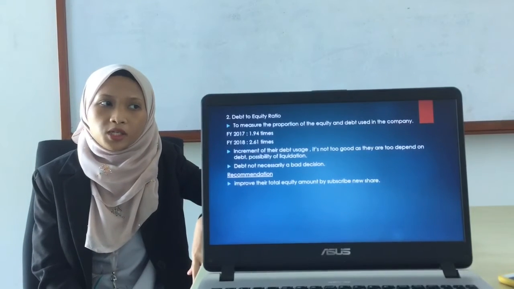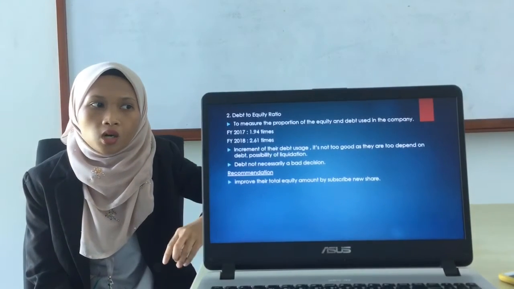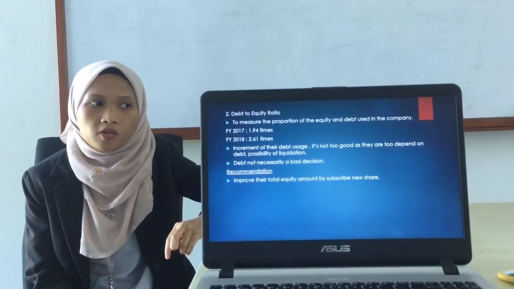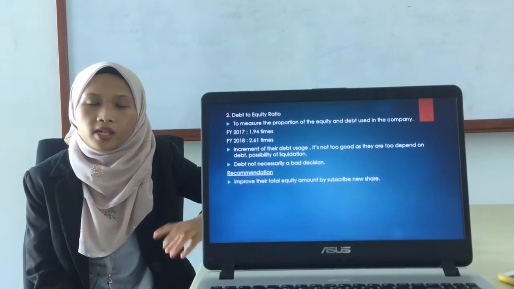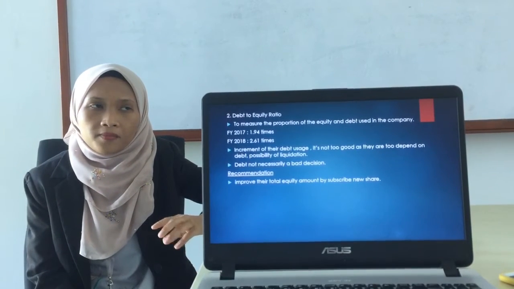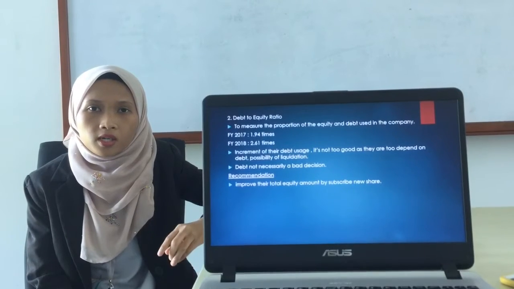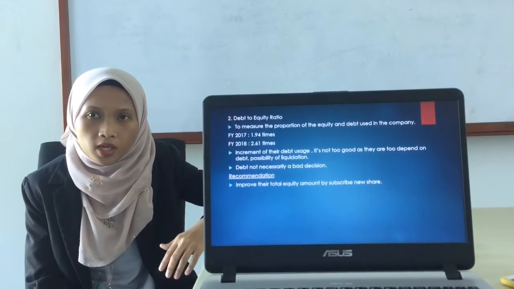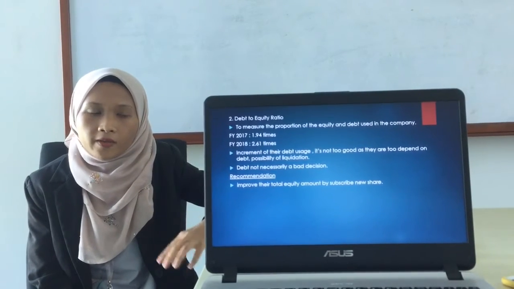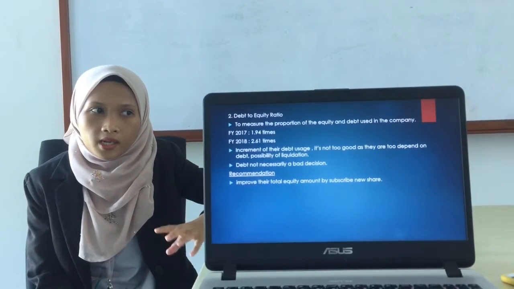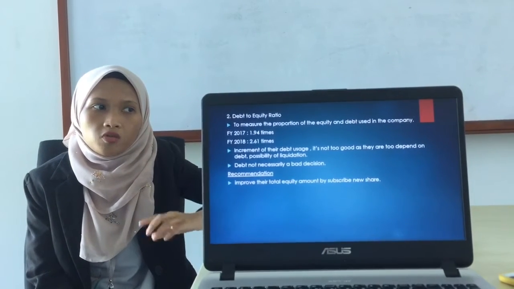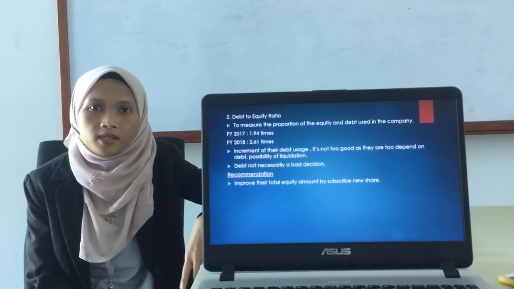So our recommendation for the debt to equity ratio, on how they can improve it, is to increase their total equity by issuing new shares to the public. When they issue new shares to the public, the public will subscribe to the new shares of the company. So when their total equity increases, their debt to equity ratio will also become more stable.